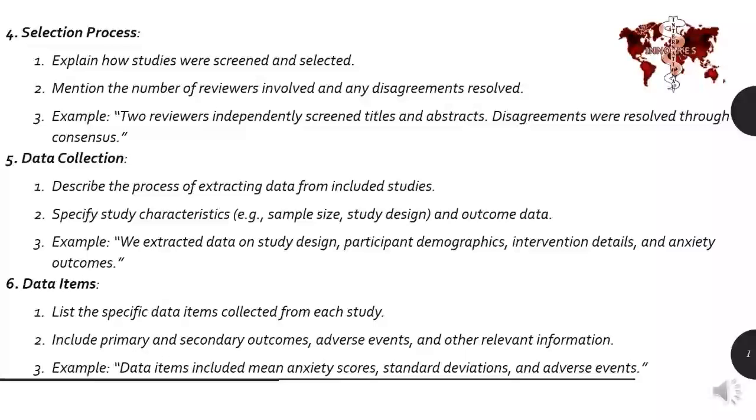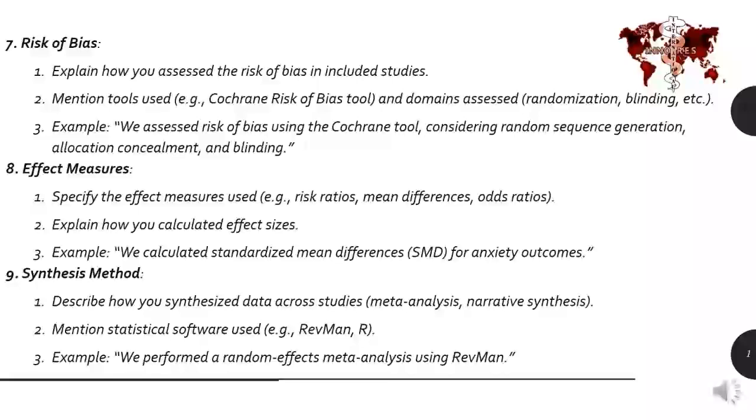So next we'll be taking item 10. Item 10 talks about the data items. In item 10, you want to list the specific data items collected from each study. So you want to list and define the outcome domains. You want to include your primary and secondary outcomes, your adverse events, and other relevant information also has to be clearly stated.